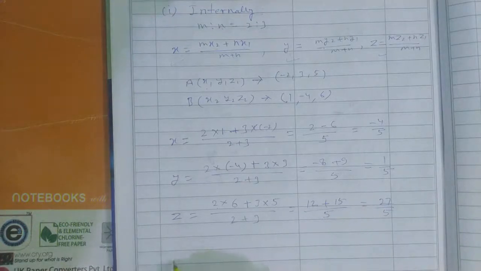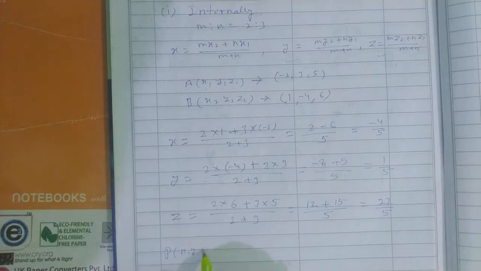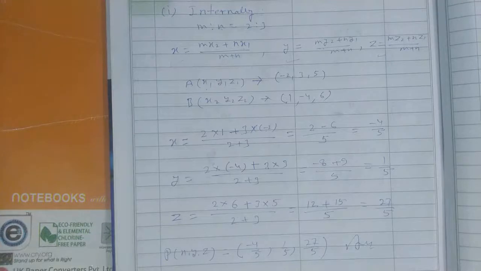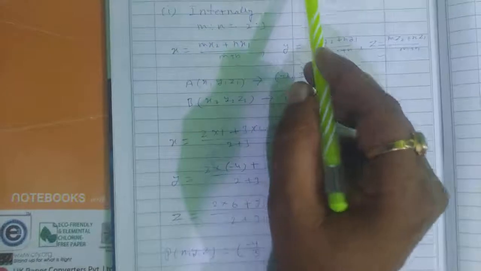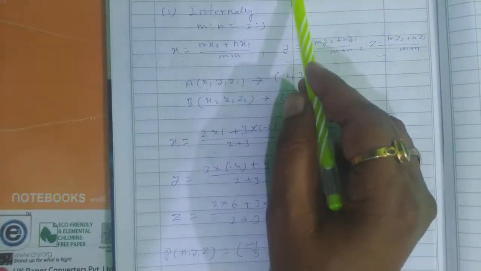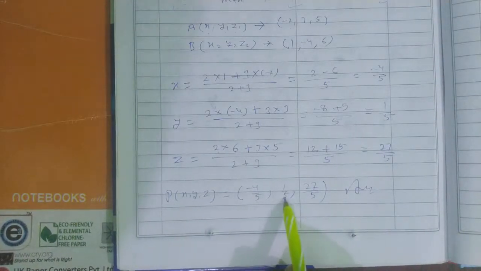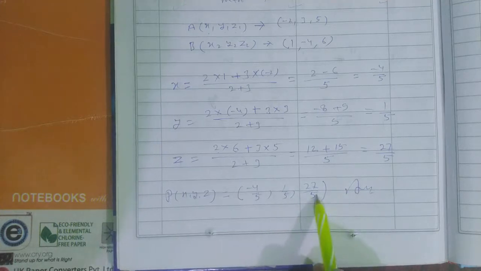That means the coordinates of the point P, x y z, equal what? -4 upon 5, 1 upon 5 and 27 upon 5. So according to this way, the point P divides the line AB in the ratio 2:3. Then the coordinate of P is x = -4 by 5, y = 1 by 5, and z = 27 by 5.